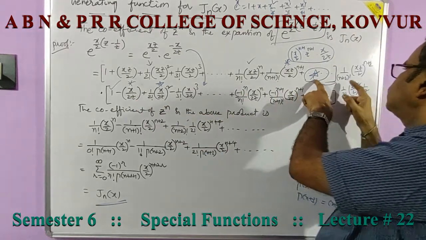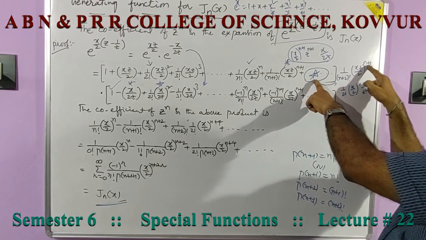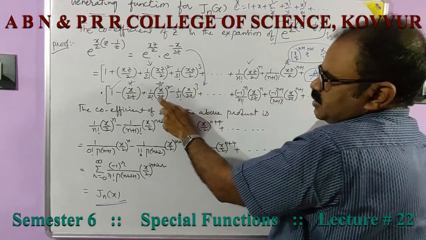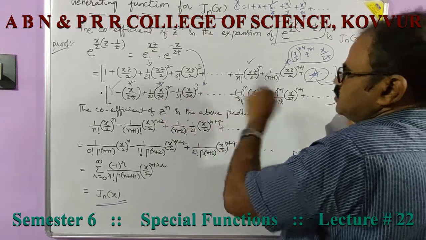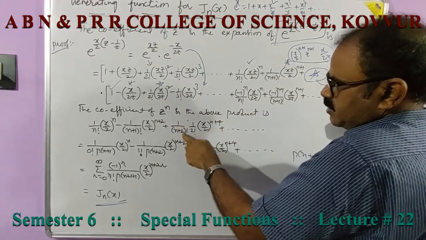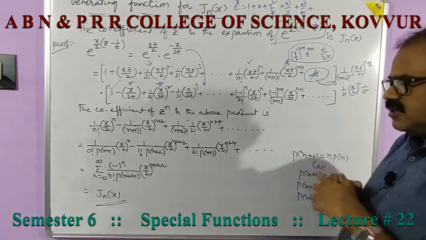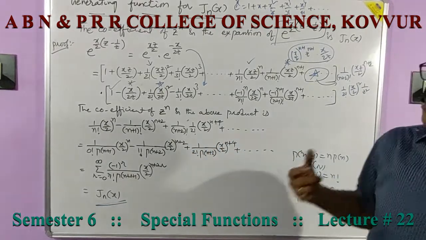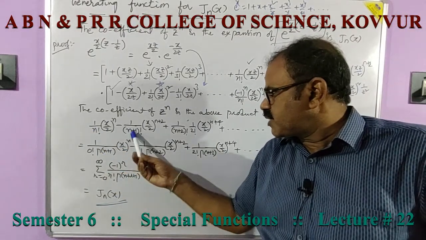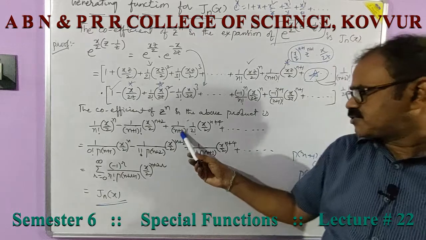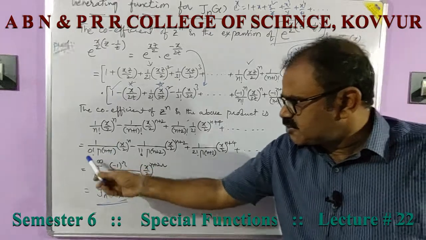n plus 2th term, that is 1 by n plus 2 factorial, xz by 2 whole to the power of n plus 2, this term into the third term in the second expansion, multiplying which the coefficient of z power n is 1 by n plus 2 factorial, 1 by 2 factorial, x by 2 power n plus 4, like that. So let us keep this in order. n factorial can be written as gamma n plus 1, n plus 1 factorial can be written as gamma n plus 2, n plus 2 factorial can be written as gamma n plus 3. Here you have 2 factorial, here I wrote 1 factorial and 0 factorial.